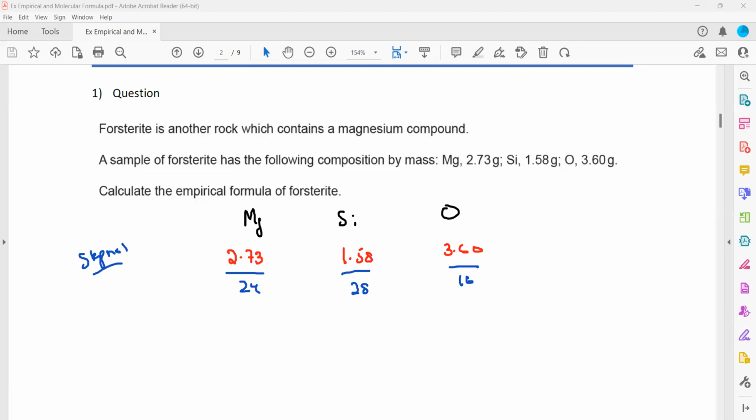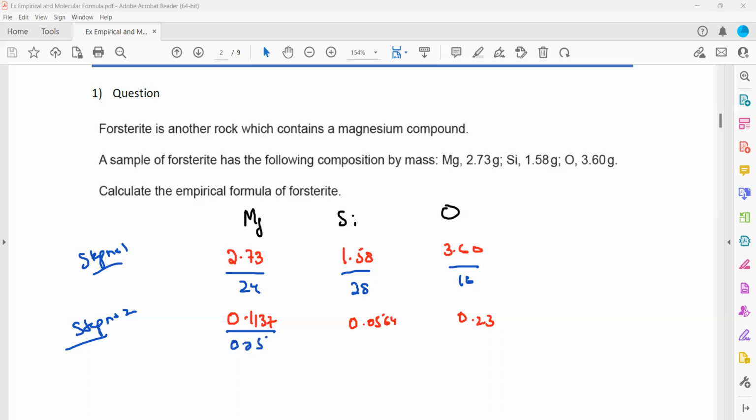atomic mass. So when we divide by atomic mass, 2.73 divided by 24 is equal to 0.1137. 1.58 divided by 28 is equal to 0.0564. And this one is just 0.23. What is step two? Step two is divide by the smallest value in the combination. So which value appears to be smallest? We have 0.0564. So we divide all of them by 0.0564.